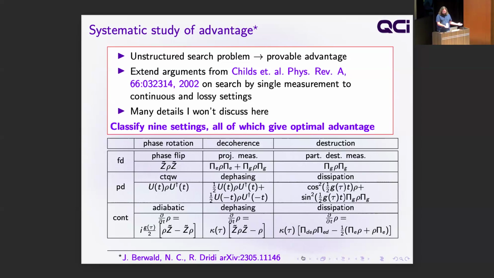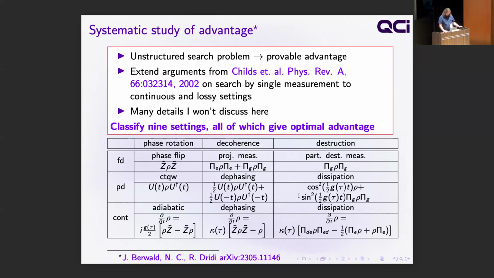There's a whole lot of details I'm not going to go into here. But you can do that both in a continuous version, where you really have a master equation, or doing it in discrete operations. And in all 9 settings, you get the optimal square root n speedup for a Grover type problem. This is something people have looked at a bit before, but not very systematically.